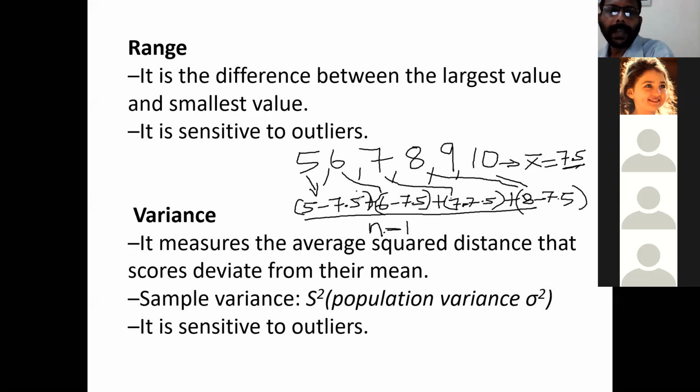Can you tell me whether it is a positive or negative value? 5 minus 7.5, is it positive or negative? Negative. This is a negative value, right? What about this? Negative value. What about this? Negative value. What about this? Positive value. The rest also positive value.